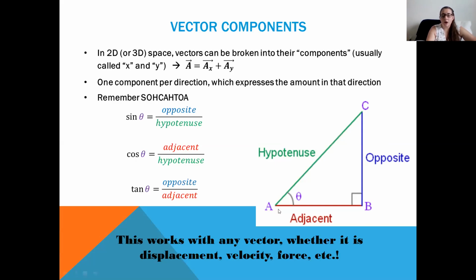So again, this is all referring to a particular direction as our reference point. In this case, this is the angle that we're interested in. So I'm calling that angle theta. And here's our right triangle. The hypotenuse is the longest side of the triangle always. The adjacent side is whatever side is next to our angle, and the opposite side is whatever side is opposite from our angle.